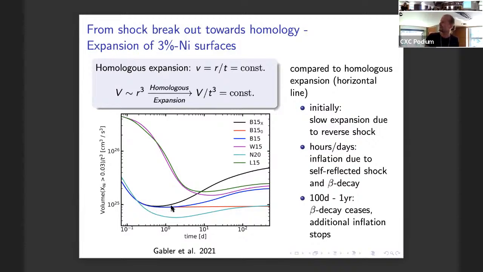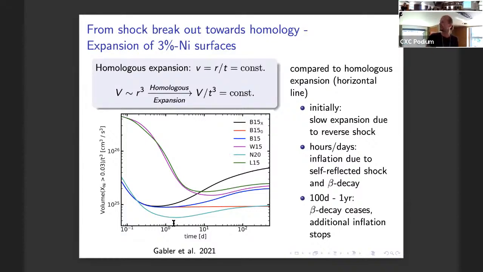We see that without nickel decay, after a while we would reach homologous expansion. This means the volume wouldn't change. These rescaled volumes wouldn't change with time. However, now due to the nickel decay, these structures will inflate again, and this is just a small measure for this. And we see that all the models we are investigating here, we have 4 different models with 3 different prescriptions of the beta decay here.